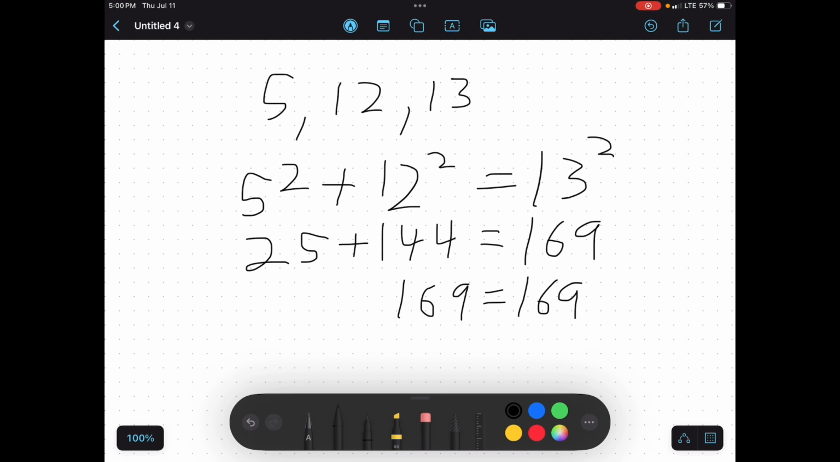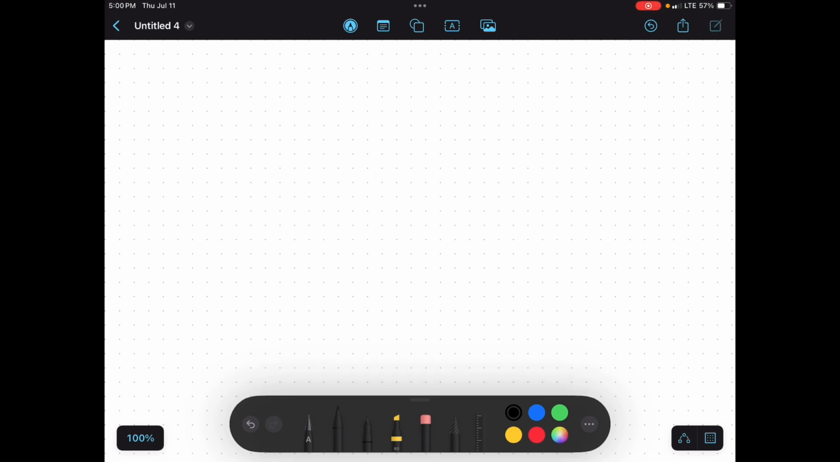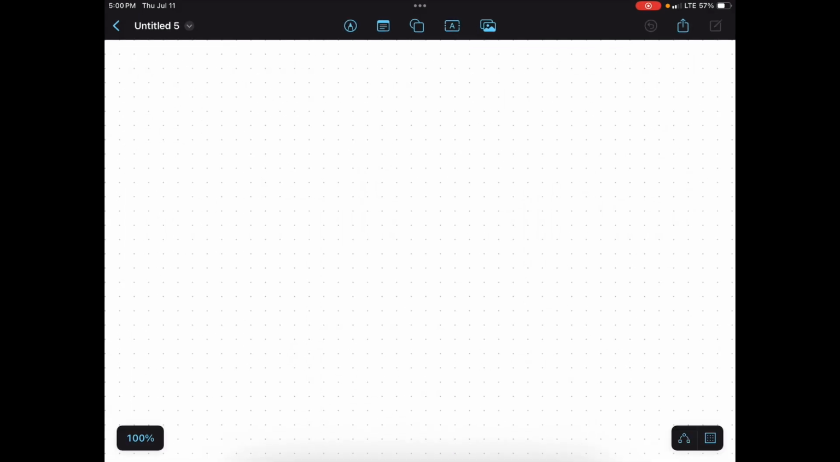How many Pythagorean triples are there? Probably infinite. I don't know if it's ever been proven that it is definitely infinite, but it's certainly more than you could ever possibly need. So, how do we figure out what the Pythagorean triples are? Well, there's a pretty cool little formula for that.